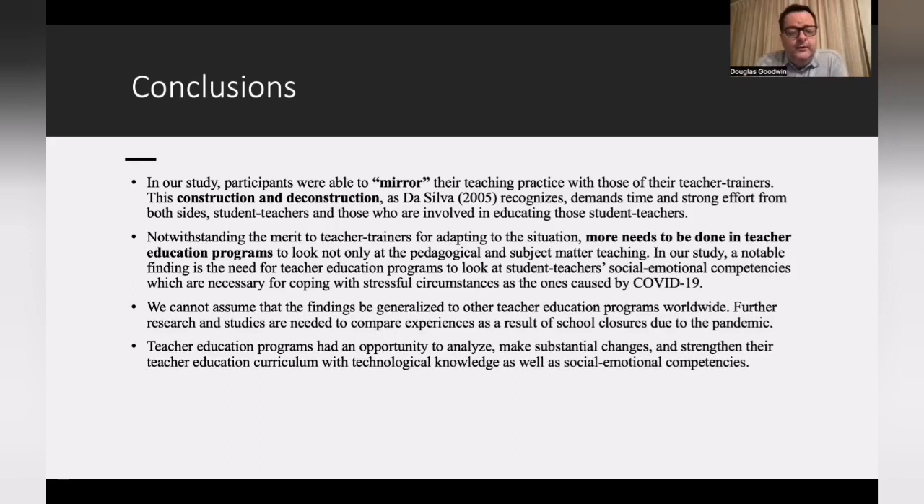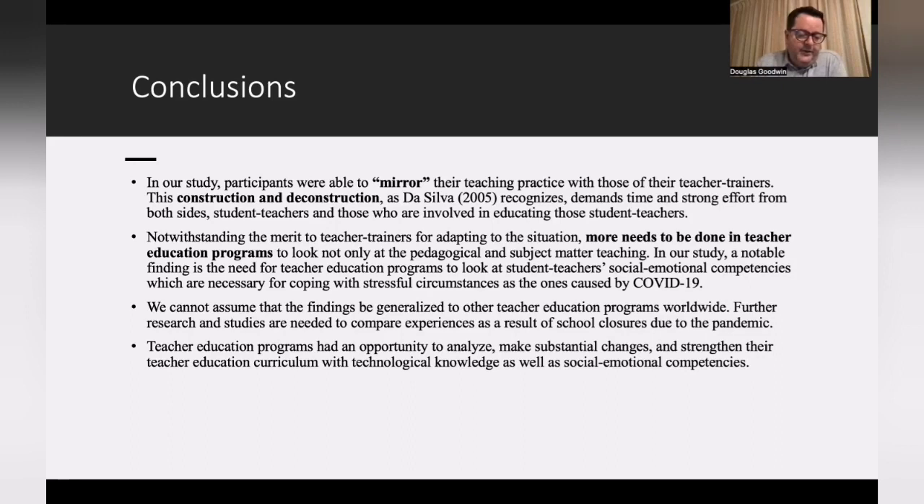We need to do more to develop and look at our student teachers' social-emotional competencies. It's a major component in every individual and who they are and how they treat other people. And I think our programs need to put more focus on those aspects.